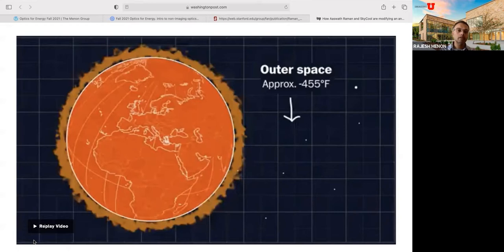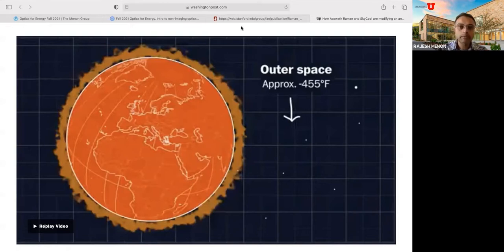Now, what this technology is talking about is trying to shift those wavelengths of light that are emitted by these special panels on Earth, such that they escape the atmosphere into space. Now, if you can do that efficiently, then you can try to cool down the ambient temperature.